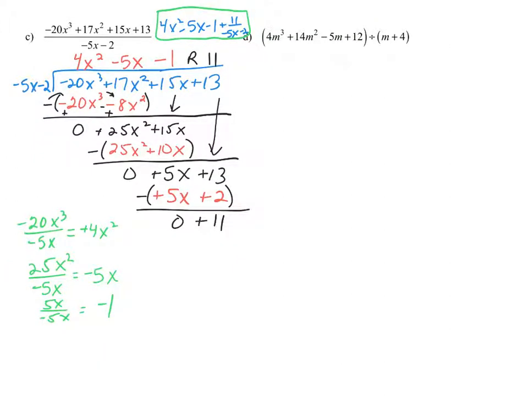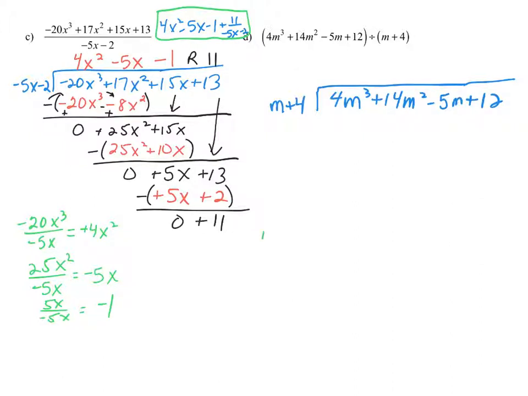Okay, let's set up the next problem. Here we're taking 4m to the third plus 14m squared minus 5m plus 12, and we're dividing that by m plus 4. So this is the setup. Now we look at the first term of 4m to the third, and we're dividing that by the first term of m plus 4. So 4m to the third divided by m.